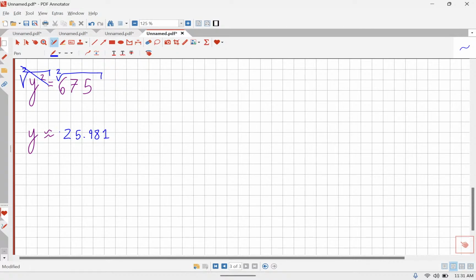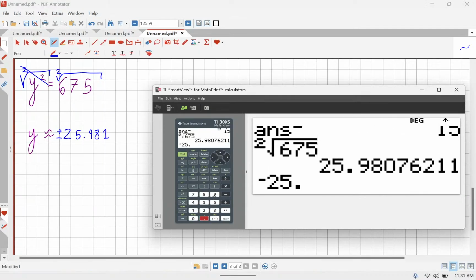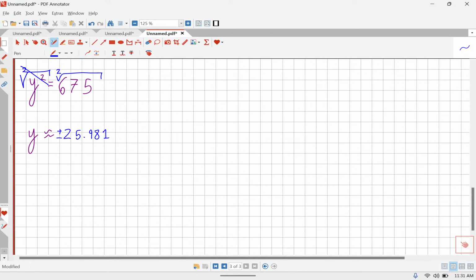It is. So it's plus or minus, and that's because negative 25.981 times negative 25.981 is about 675. So we're good to go there. That looks great. However, some of you guys knew this trick coming in beforehand.